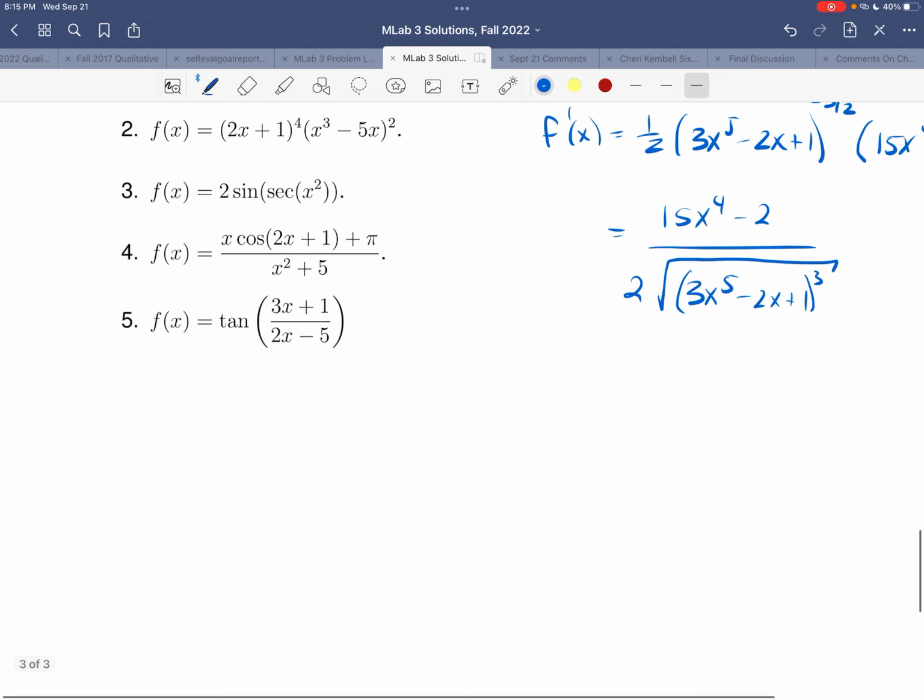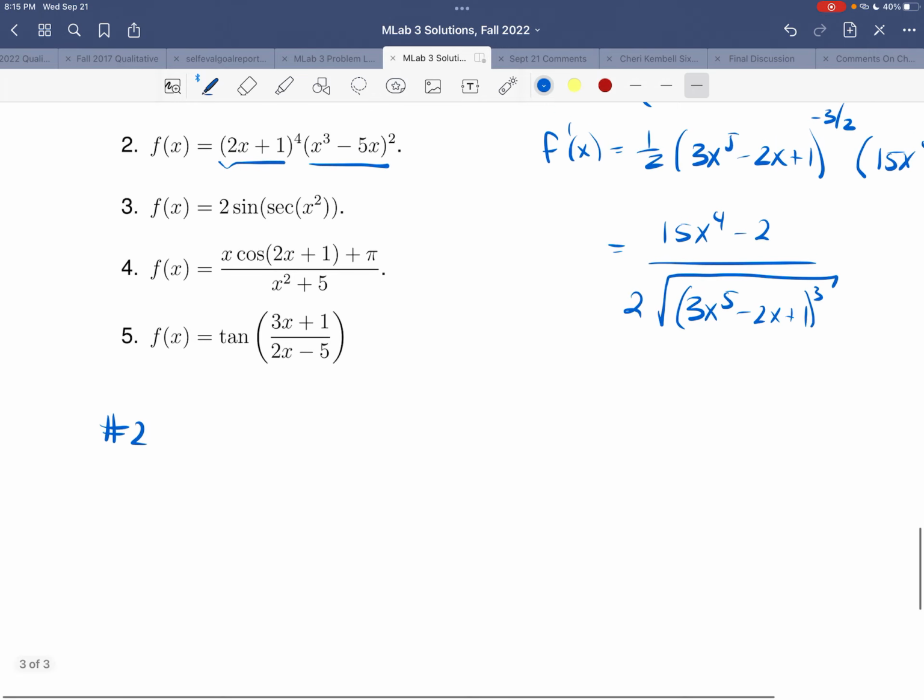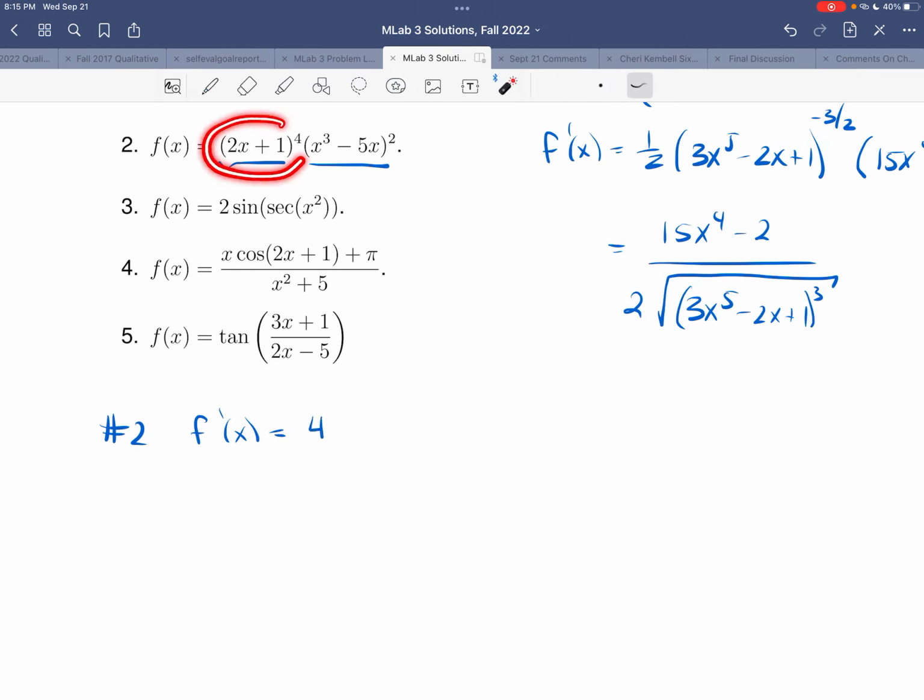All right, for number two, I'm going to need to do the product rule. So here we go. I'm going to think about this piece and this side as my two pieces. So I'm going to go f prime of x is, let's see, I'm going to take the derivative of this side. So I'm going to get a 4, 2x plus 1 cubed times the derivative of the inside. The derivative of the inside just kicks out a 2. So that's the derivative of the one side. Now you multiply by the other side.